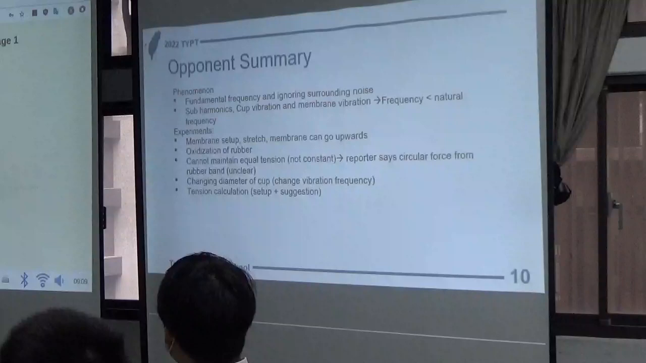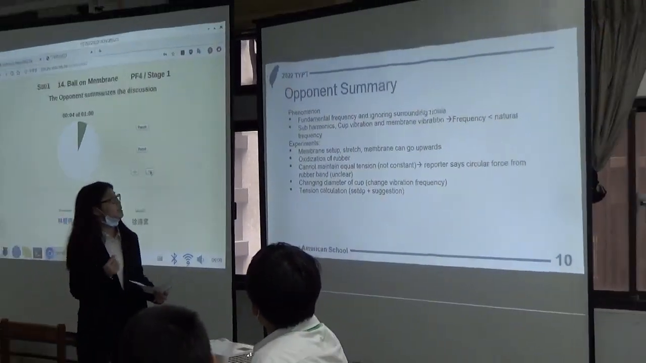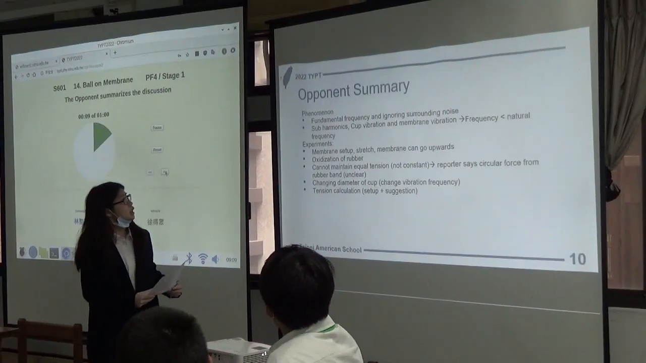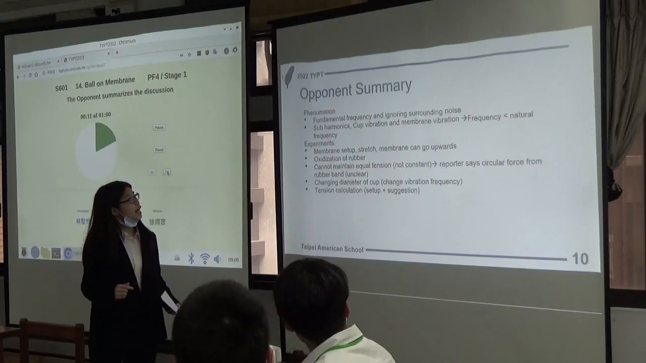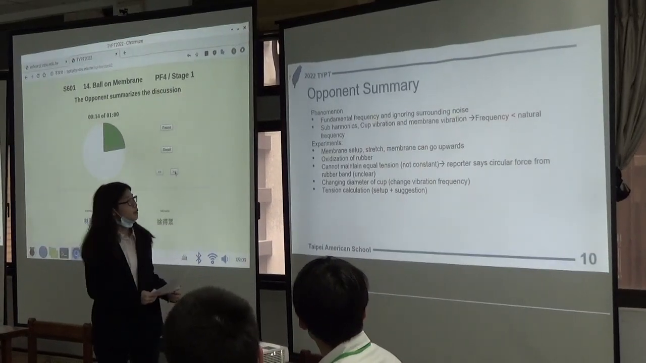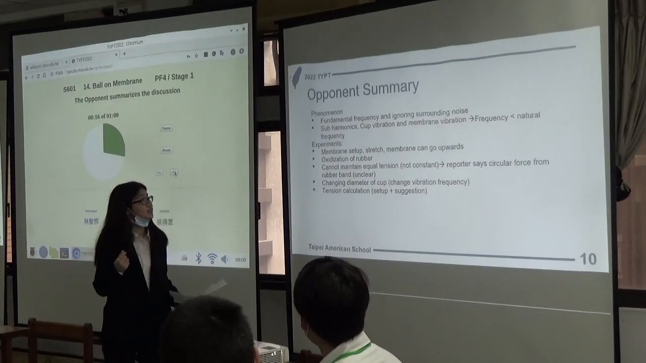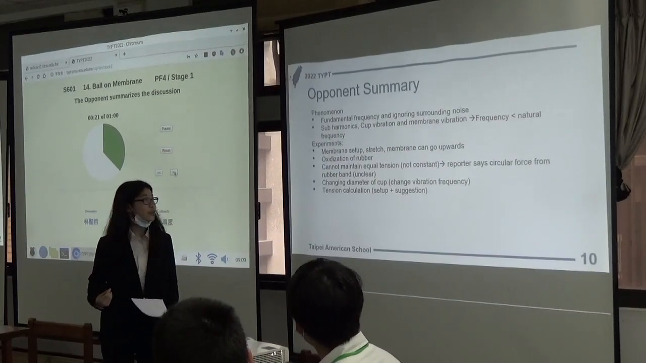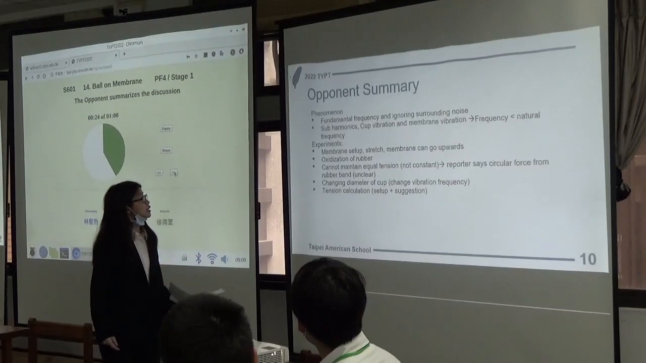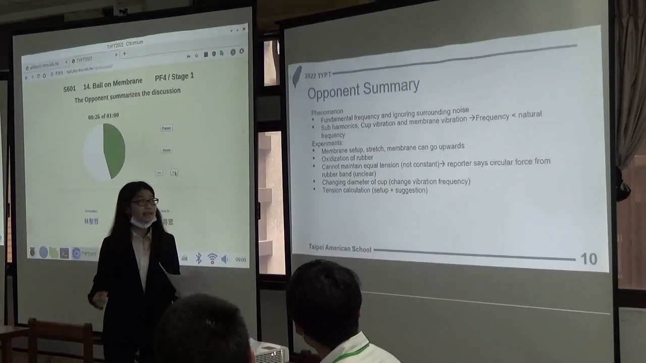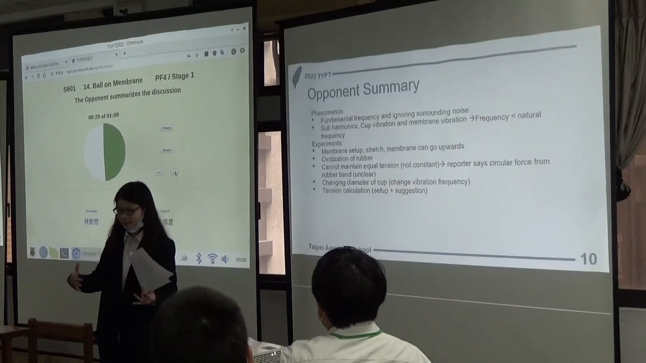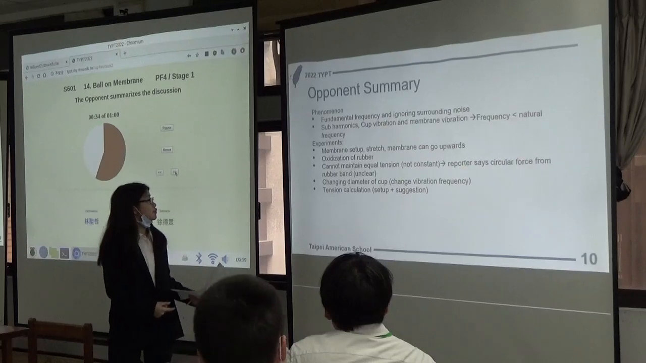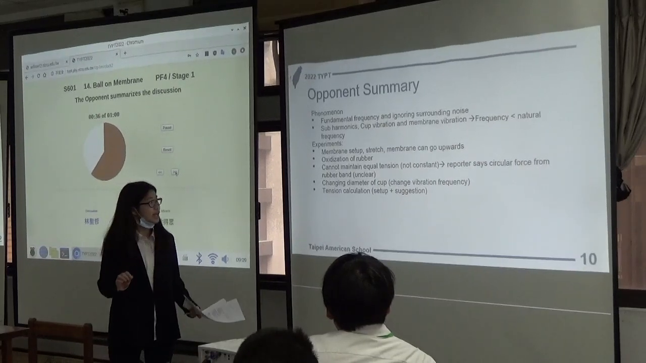So for my summary, today we discussed the phenomenon, which included the fundamental frequency and also subharmonics, which included cup vibration and the membrane vibration. And also the presence of subharmonics where frequency was less than the natural frequency, and I provided a suggestion for him to account for that. And for experiments, I talked about the membrane setup, the stretch, and that the membrane can go upwards since the rubber cannot sufficiently secure it, and that there's oxidization of the rubber, and it cannot maintain equal tension, which is not constant.